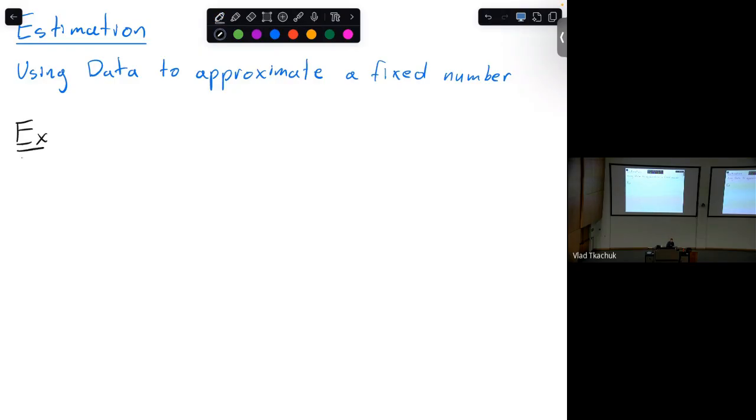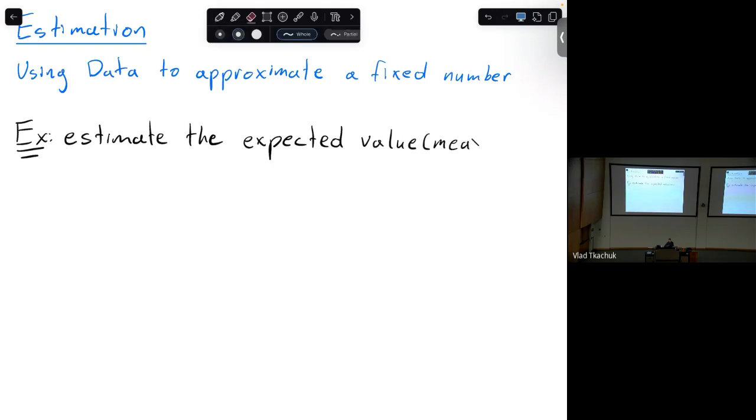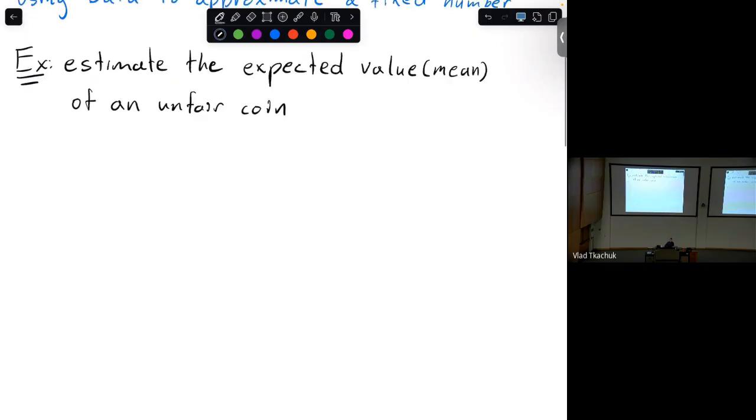Just in words, an example might be that you want to estimate the expected value, sometimes called the mean, of, say, an unfair coin. So you have this unfair coin. You have no idea what the probability of it coming up heads or tails is. Sometimes people call it a bent coin. You can think a coin has been bent and it's maybe more likely to fall on one side than the other. How are you going to learn this probability? Well, we're going to use some data, which is a bunch of coin flips. Let's formulate this with our language of random variables and probabilities, and try to write this out more formally.